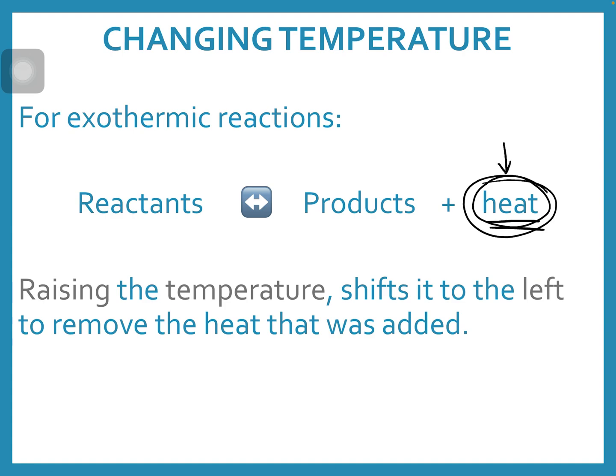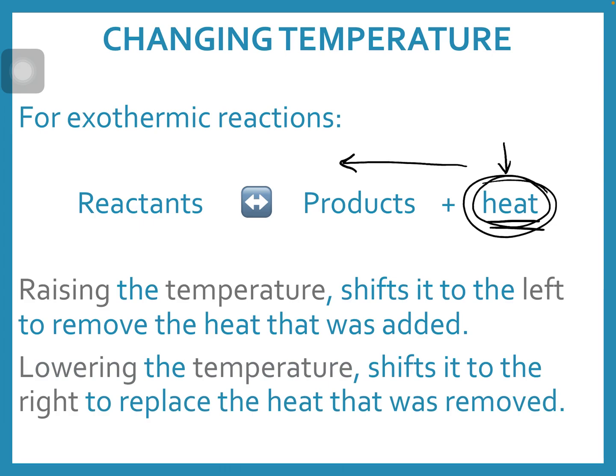And anytime I add more of a product, I shift away from. So in an exothermic reaction, because heat is a product, if I increase the temperature, then this is going to shift towards the left to counteract that increase in heat. If I lower the temperature, then it's the same as taking away one of the products, and so to counteract that, I want to replace some of that heat. So in that case, it's going to shift towards the right.